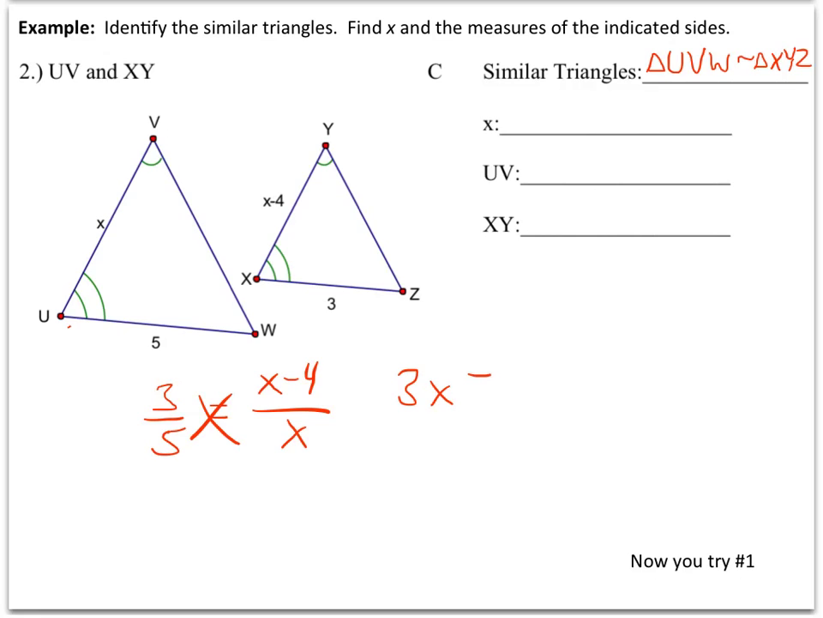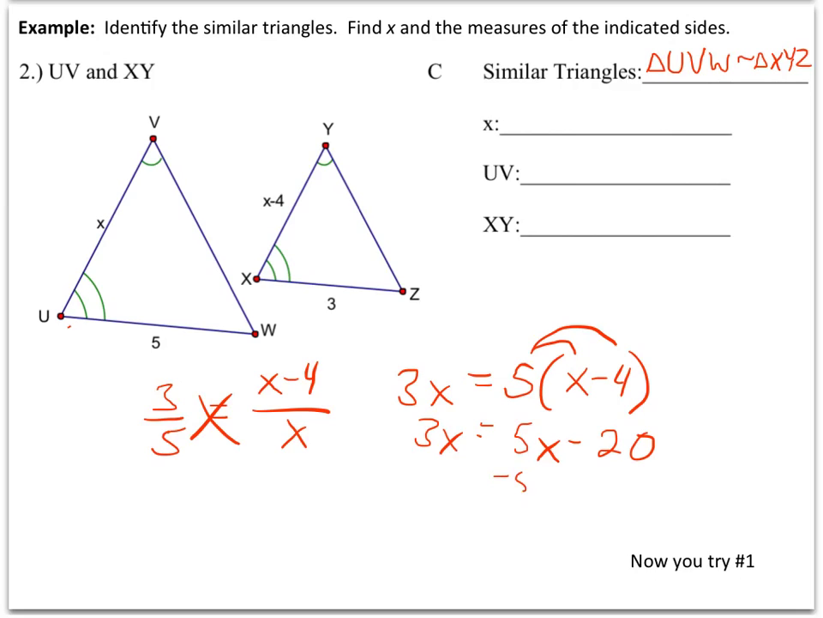So we get 3x is equal to 5 times, I'm going to use parentheses because we have x minus 4, an expression that needs to be distributed to. So I can distribute the 5 to the x and the minus 4, and I get 5x minus 20 is equal to 3x. Subtract 5x from both sides. 3x minus 5x is negative 2x is equal to minus 20.